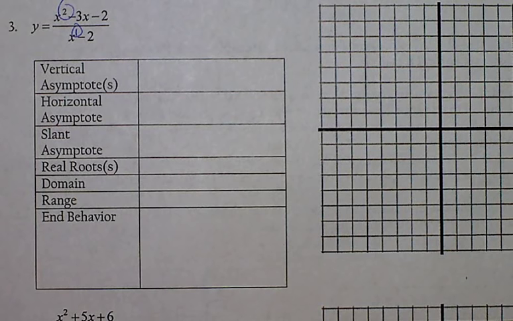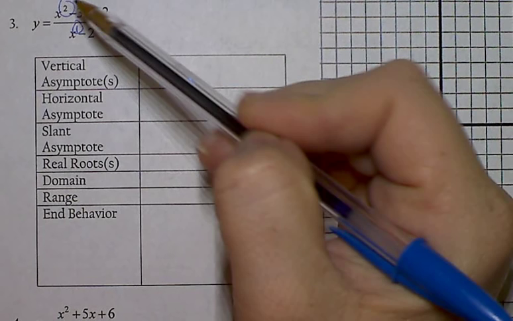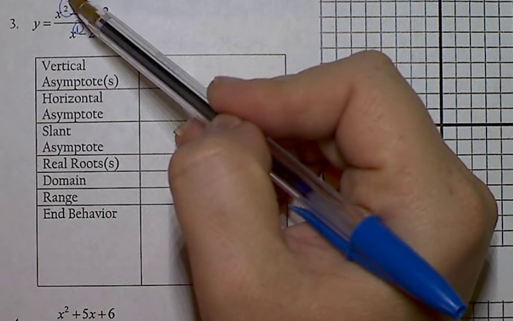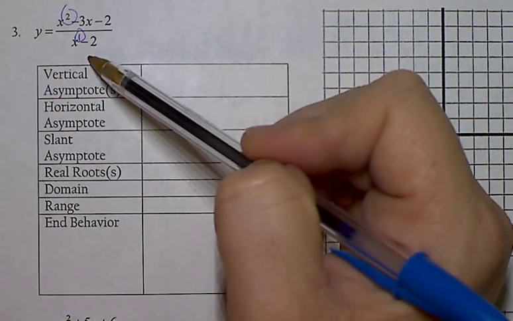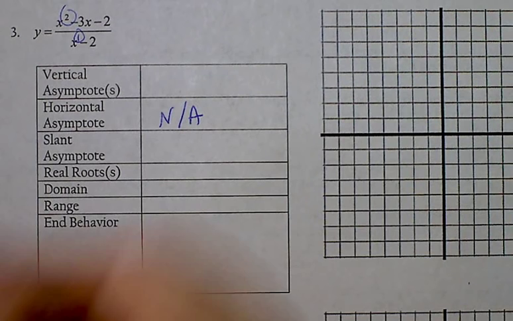Okay, ready? Whenever the highest exponent on top is greater than the highest exponent on the bottom, you have no horizontal asymptote, but you have a slant asymptote.